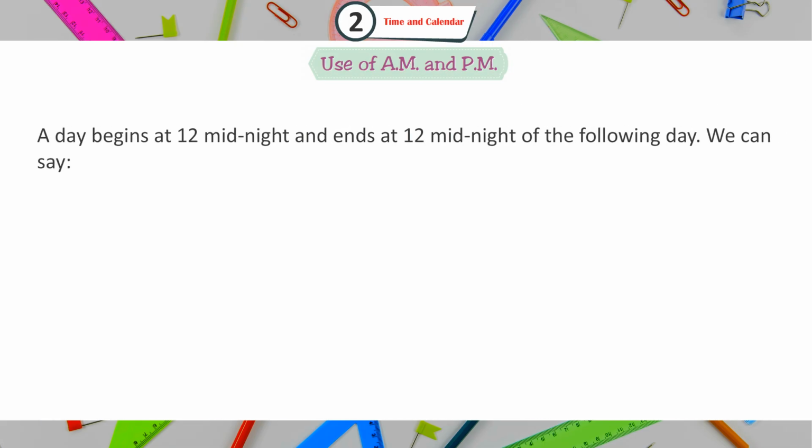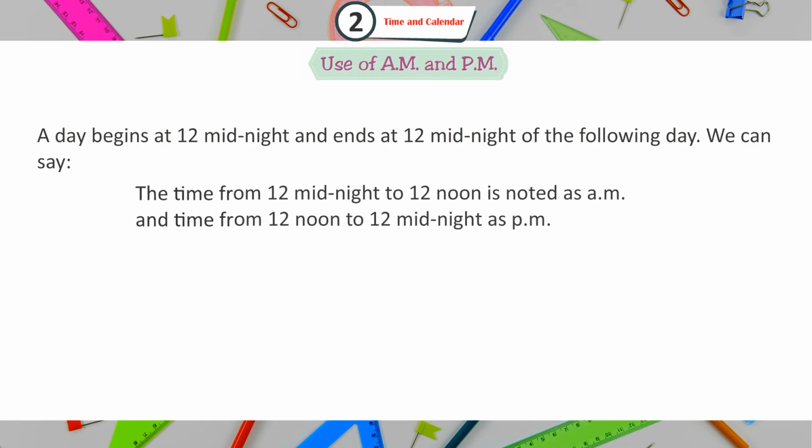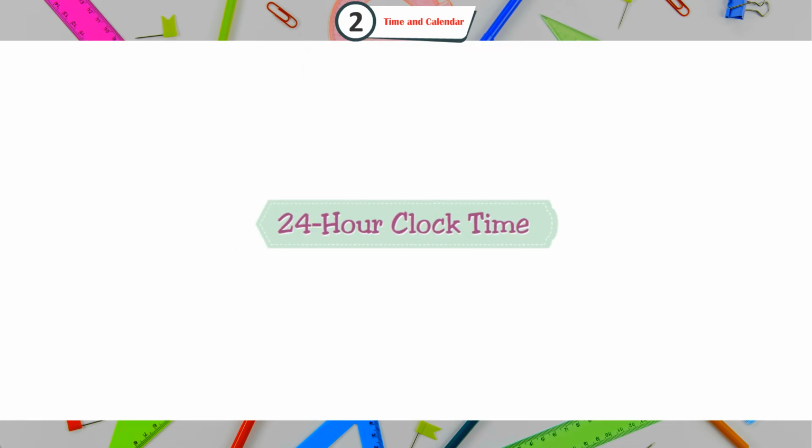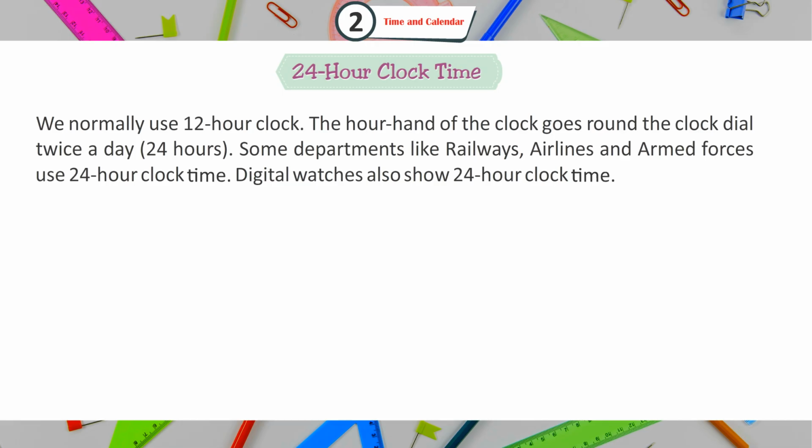A day begins at 12 midnight and ends at 12 midnight of the following day. We can say the time from 12 midnight to 12 noon is noted as AM and time from 12 noon to 12 midnight as PM. 24-hour clock time. We normally use the 12-hour clock. The hour hand of the clock goes round the clock dial twice a day, 24 hours. Some departments like railways, airlines and armed forces use 24-hour clock time. Digital watches also show 24-hour clock time.